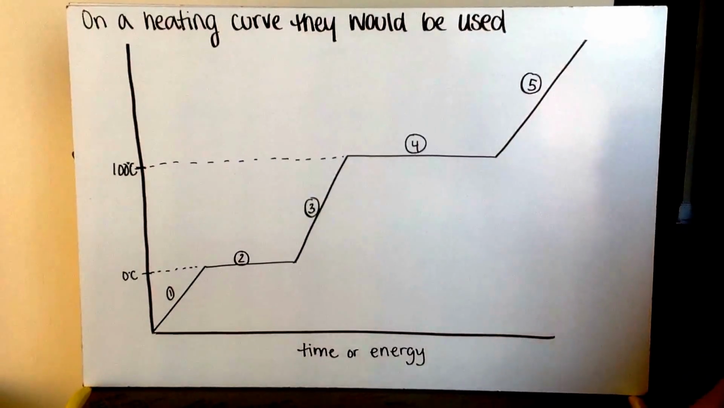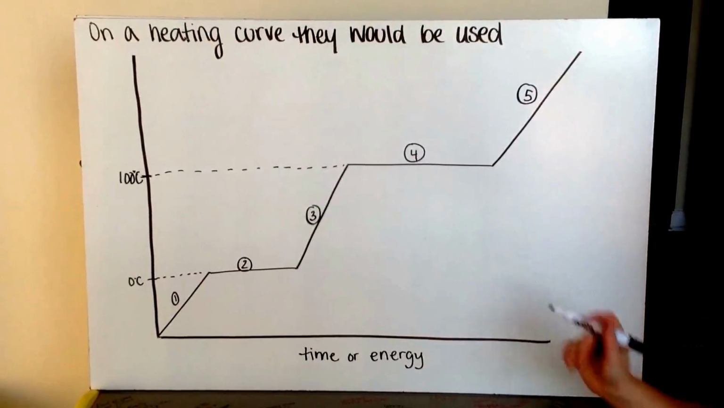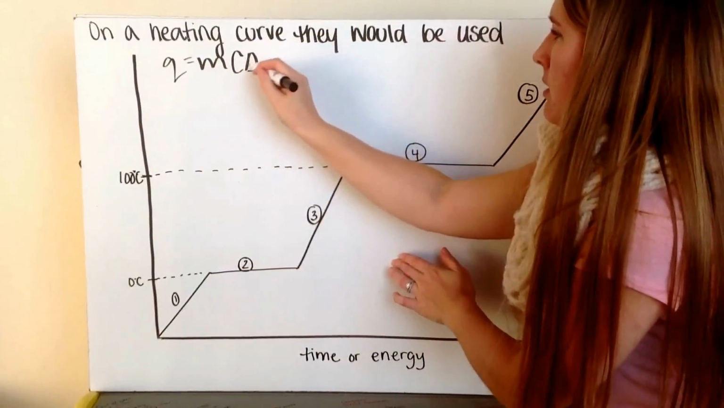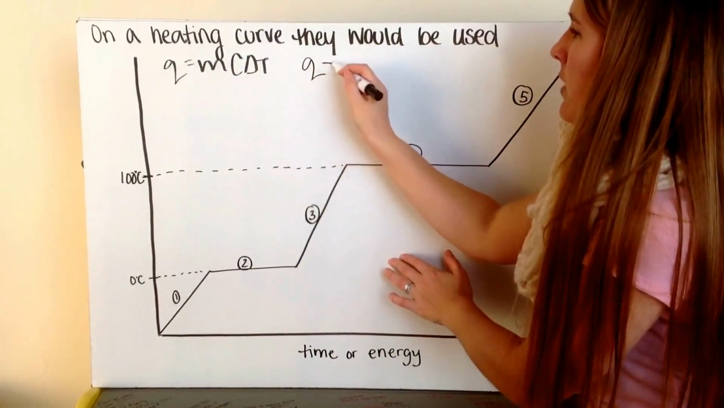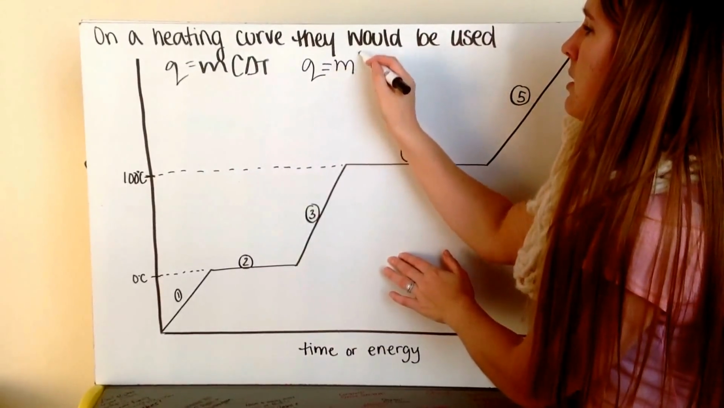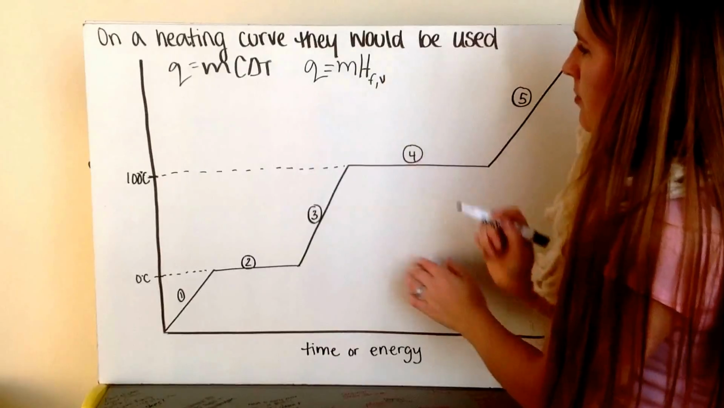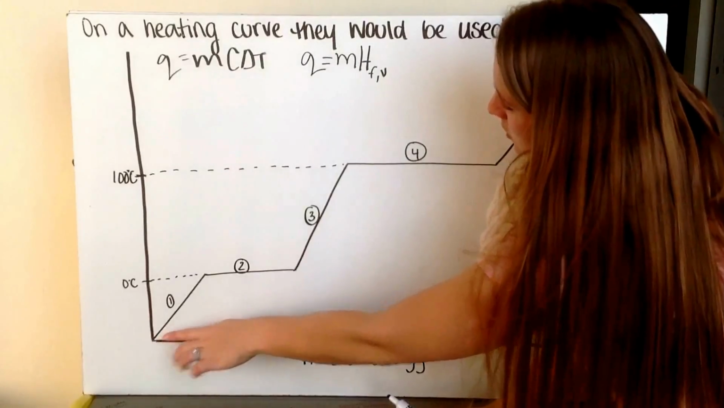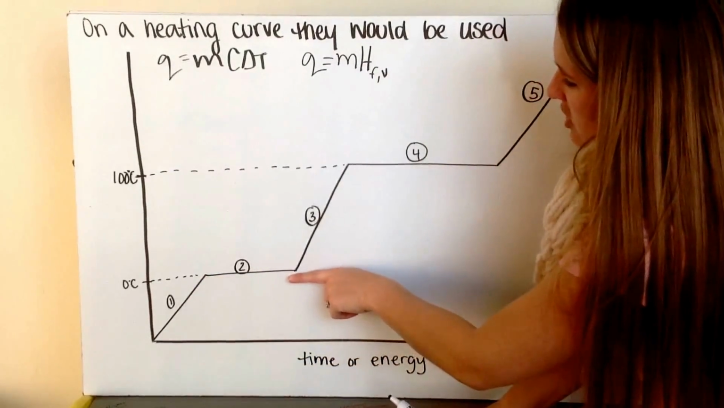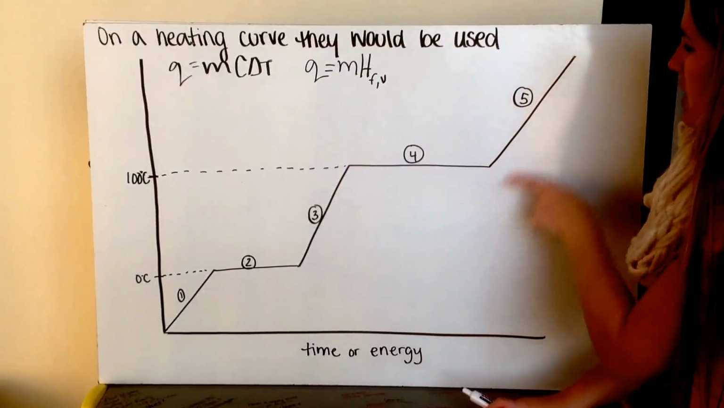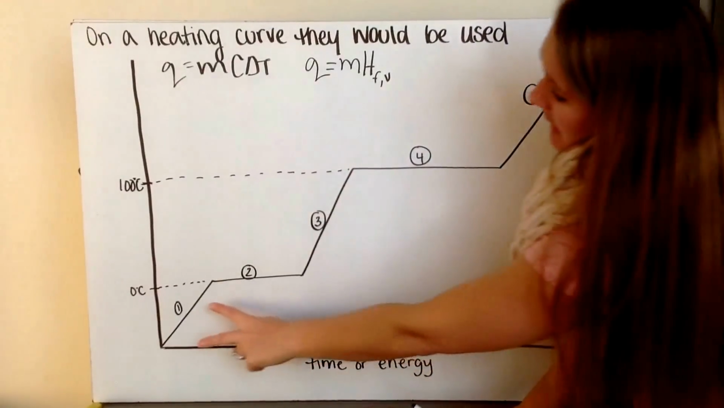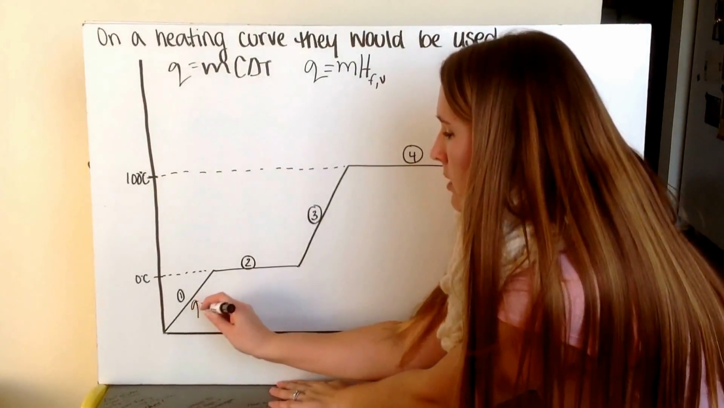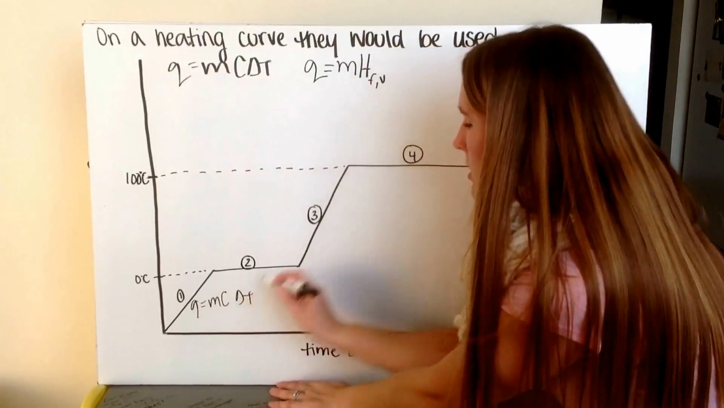Looking at a heating curve, where can we place our two equations? We have our first equation of Q equals mc delta T, or we have our equation of phase change, which is Q equals mH of either fusion or vaporization. This being a heating curve of water, we have our position 1 where we're heating, 2 we're at a phase change, 3 is heating, 4 a phase change, and 5 is heating again. Anytime where we have changes in temperature, we are going to use our equation Q equals mc delta T.